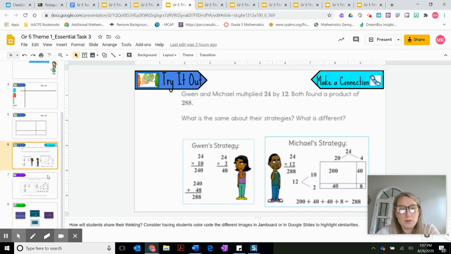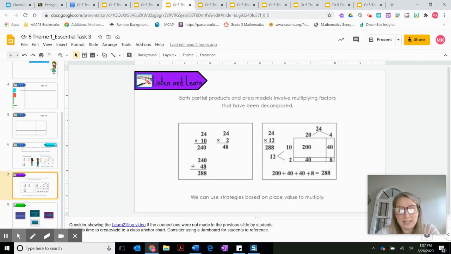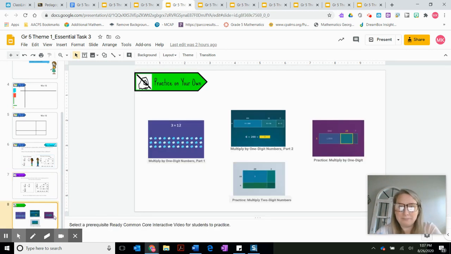Starting here, we also see that connection between the area model and partial products. So how are they similar? How are they different? You'll see there are Learnzillion videos linked if you need them. So for this one, if you would need to show that video to your students, please feel free. If you or your students could explain it just as well, even better.